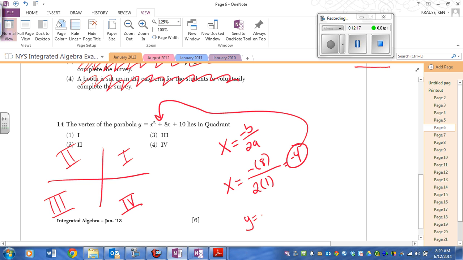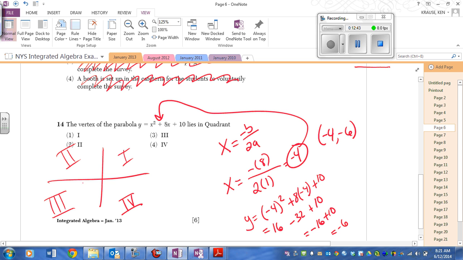So we'll figure out y equals negative 4 squared plus 8 times negative 4 plus 10. Well, this is 16 minus 32 plus 10. If I add all this up, that's negative 16 plus 10. So I get negative 6. So my point is negative 4, negative 6. And that would be somewhere down in this area or the third quadrant. Now, of course, I could graph this. x squared plus 8x plus 10.